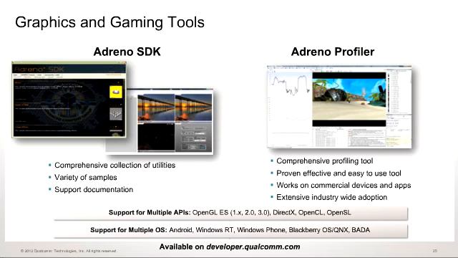Okay, the two main tools for graphics application development for Adreno GPUs are Adreno SDK and Adreno Profiler. So Adreno SDK is basically a collection of utilities like emulator or sample libraries or documentation, whereas Adreno Profiler is a runtime performance analysis and debugging tool, which runs on commercial devices and commercial applications.